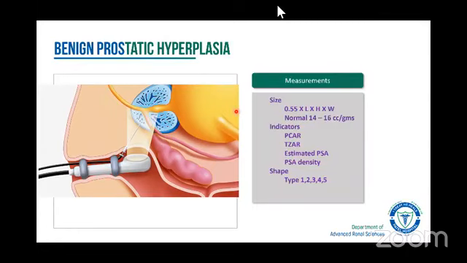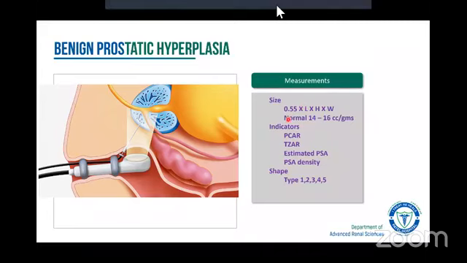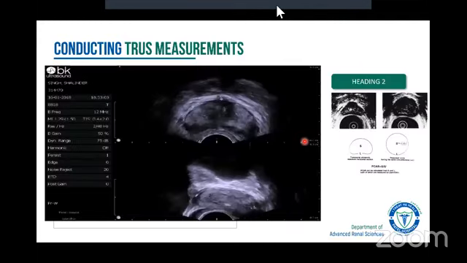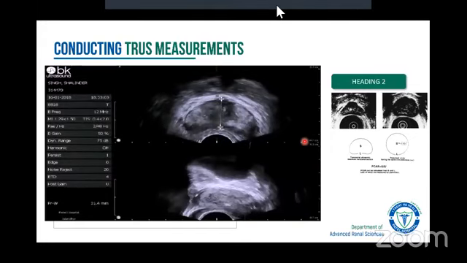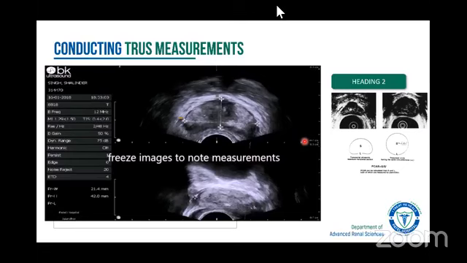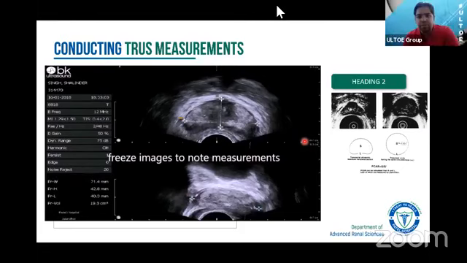For benign prostatic hyperplasia, typically you need to know the size. I think everybody is familiar with the length, height, and width, and the areas. We'll just go through these in the next slide. This is how a measurement is measured in the sagittal view.